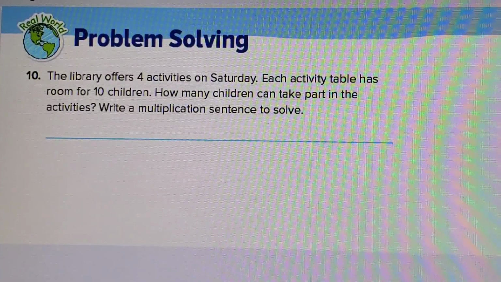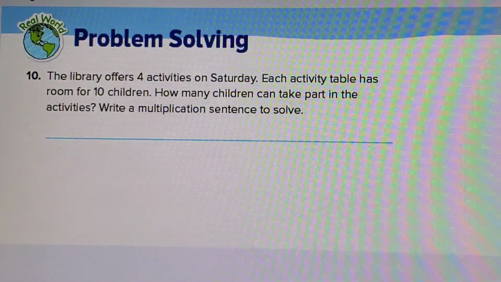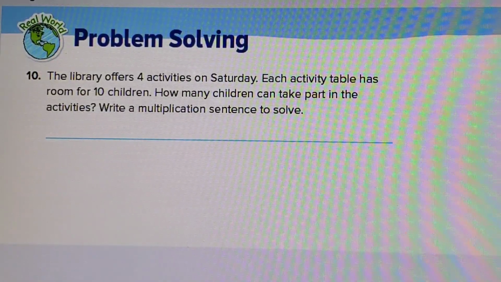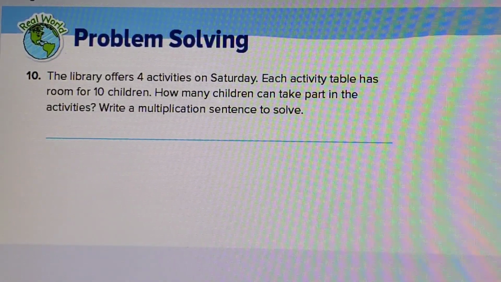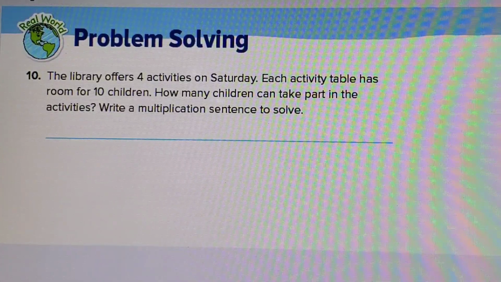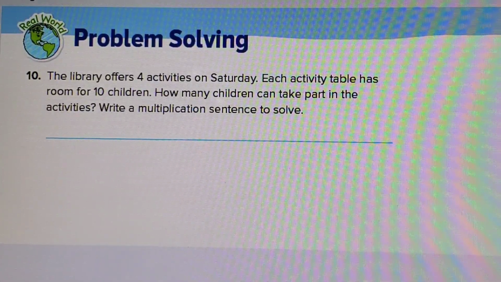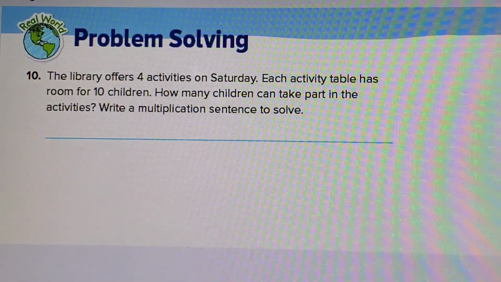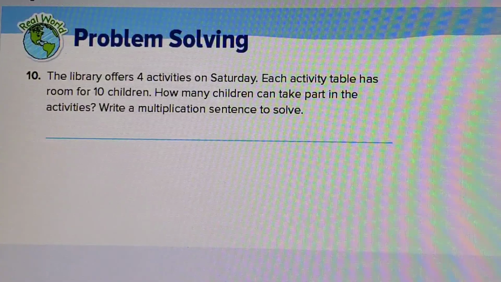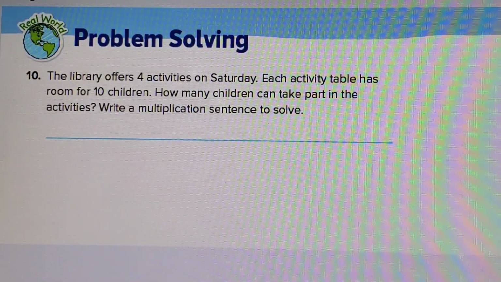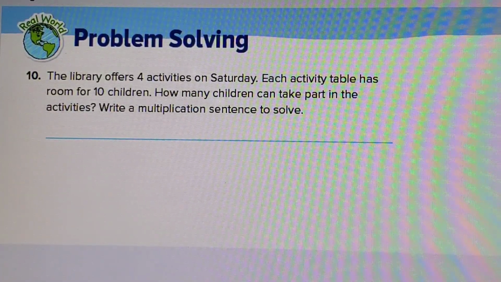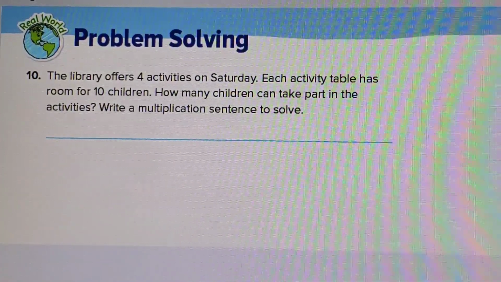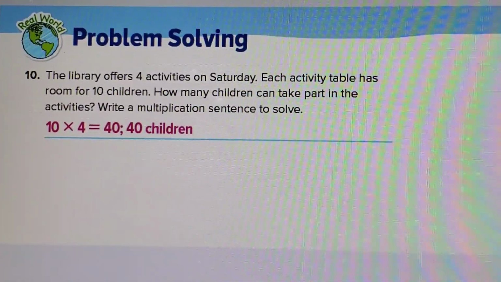Problem solving number 10. The first thing we should do is read the problem through one time. The library offers 4 activities on Saturday. Each activity table has room for 10 children. How many children can take part in the activities? Write a multiplication sentence to solve. So you have 10 children times 4 activities. 10 times 4 is 40, or 40 children.